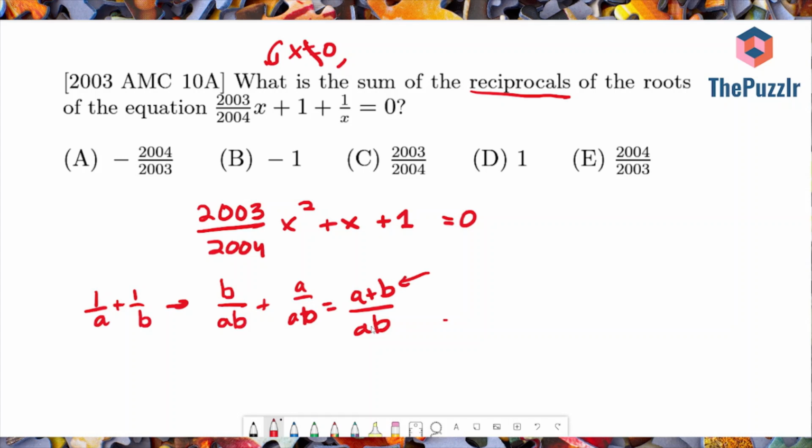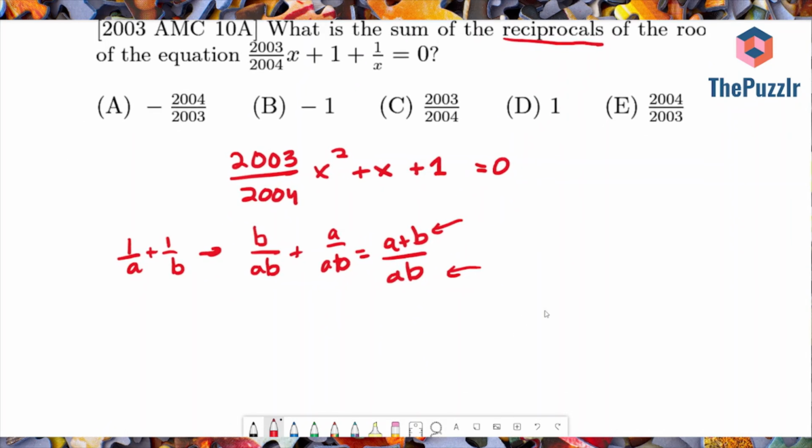I know how to find the top. I know how to find the bottom. It's just the sum divided by the product. So it is something that I can find. So the top, a plus b, the sum of the roots, that's the coefficient of b, negative, so that's negative b over a. So negative 1 over a, which is 2003 over 2004. And this gives me negative 2004 over 2003.